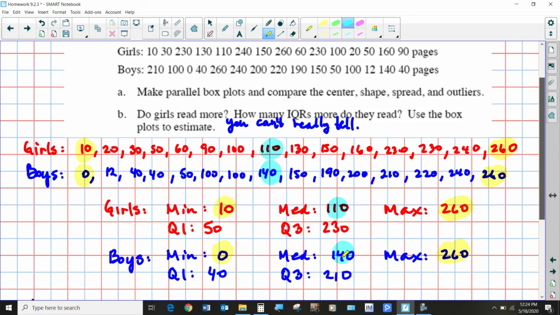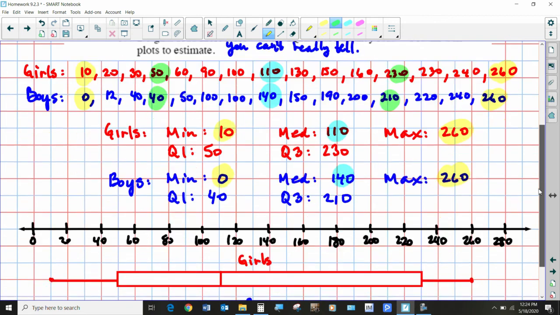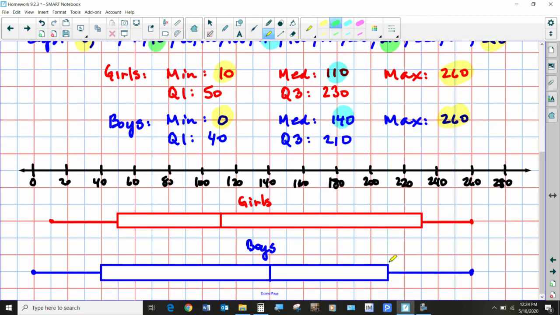But that doesn't always tell the full story, so you find your quartiles. Which number is in the middle here? Is it the 50 here and the 40 there, and which numbers in the middle up here? Is that the 230 and the 210? Those are your quartiles. So when you reference both of these on a number line, the maximums are the same, the minimums are close to the same. While the boys have the higher median, if you look at the interquartile range, the girls is a little bit farther to the right than the boys.